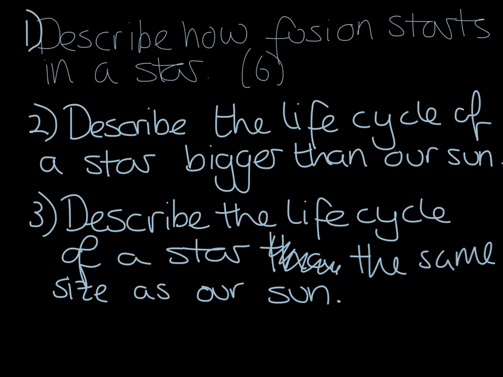So if you want to check that you have got a good understanding of the different stages in the life cycle, try answering these questions. So first of all, describe how fusion starts in a star. Number 2, describe the life cycle of a star bigger than our sun. And number 3, describe the life cycle of a star the same size as our sun. Now, these questions in the exam are a really good example of why we have to underline the key words in the question, because they like asking you questions about different parts of the star life cycle, so you have to pay attention to which part you are being asked about.